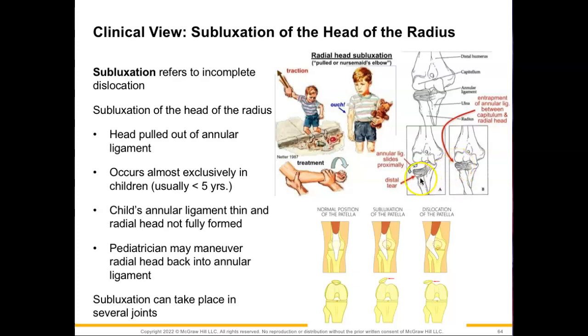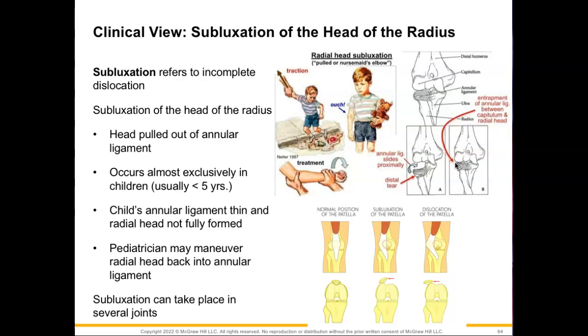And what can happen is as that head and neck shift down, we can have an entrapment of that annular ligament between the capitulum and the radial head. And of course that can be painful. It's usually going to happen in children who are less than 5 years old, and that annular ligament is thin in there, so the radial head is not fully formed, and that's why it more easily kind of pulls out.